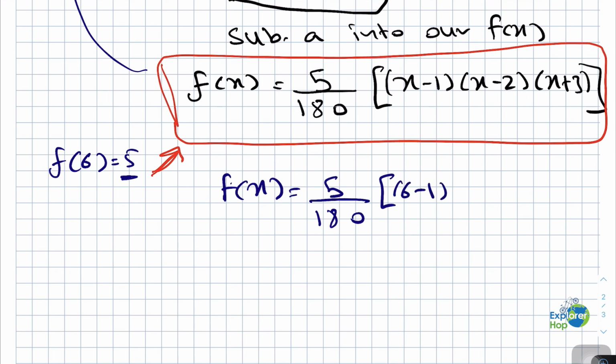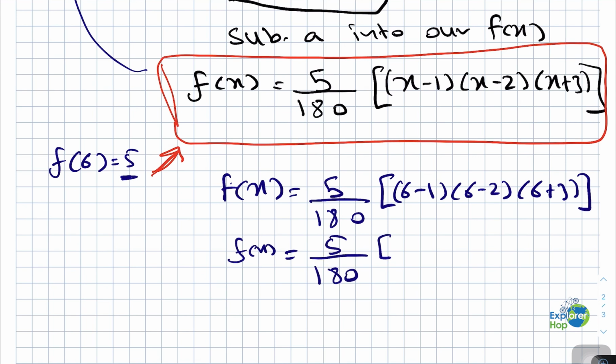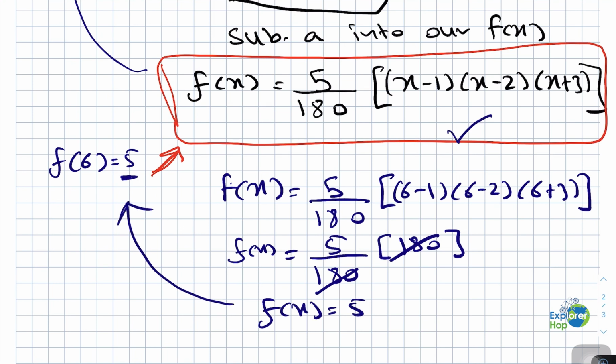6 minus 1, 6 minus 2, 6 plus 3. If you solve this, we get f of 6 is equal to 5 over 180 times 180, which cancels out. That means f of 6 equals 5, which satisfies this. So our answer is correct.